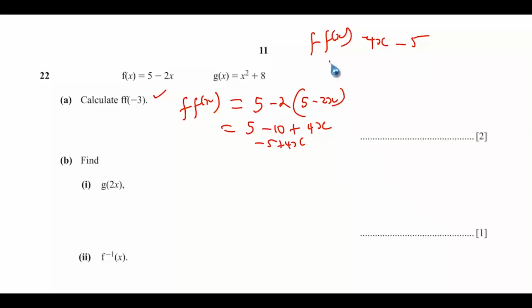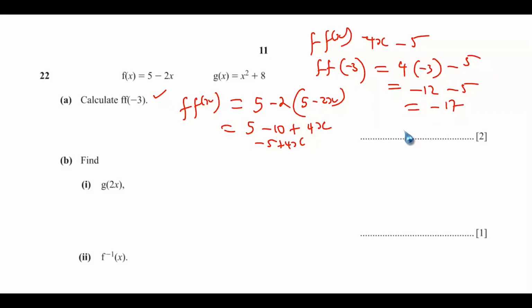Now we can get ff(-3). This implies that anywhere we see x in ff(x), we pass in negative 3. So this will be 4 into negative 3 minus 5. This will be negative 12, negative 5, and this will give us negative 17. So that will be the value of ff(-3). So let's go to part B.